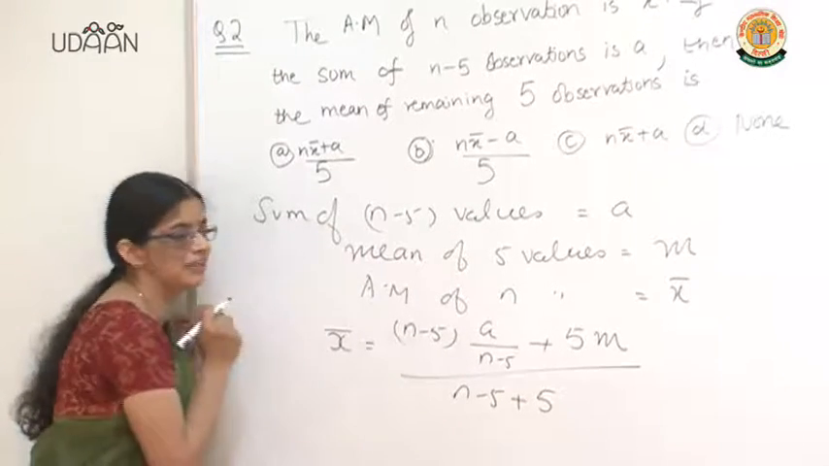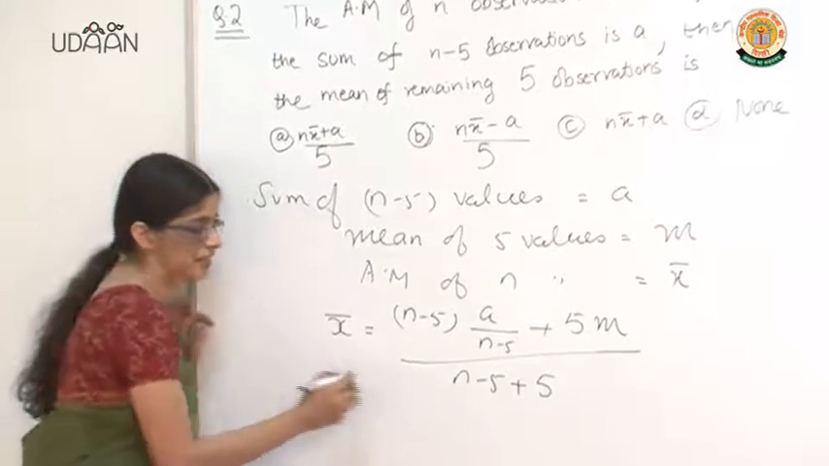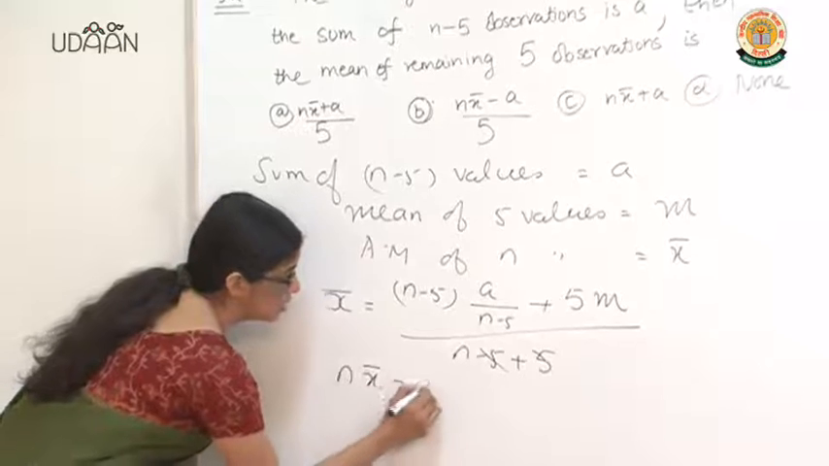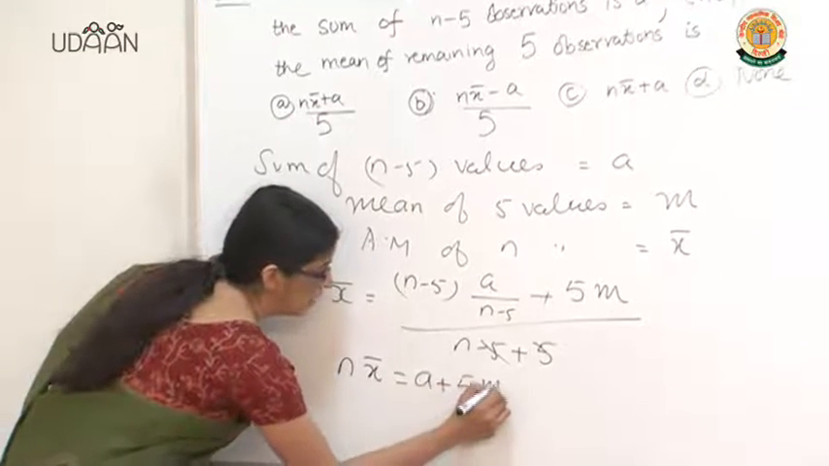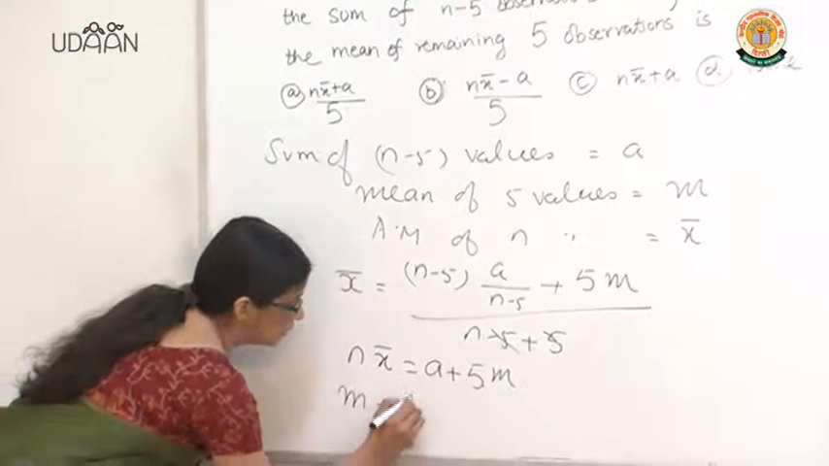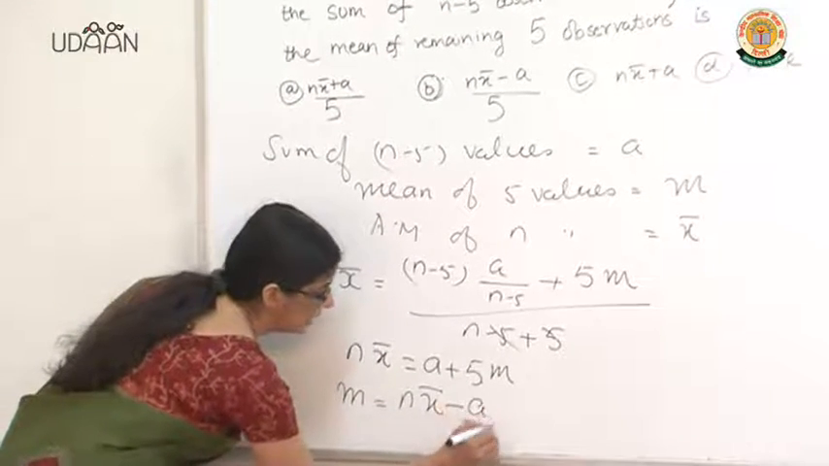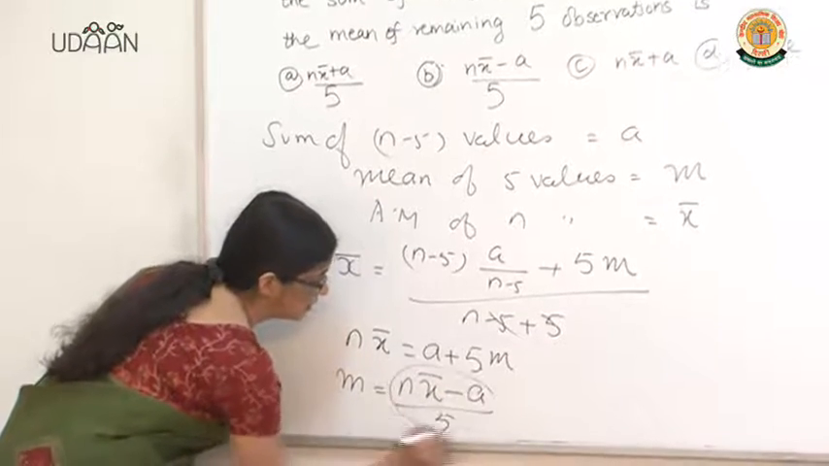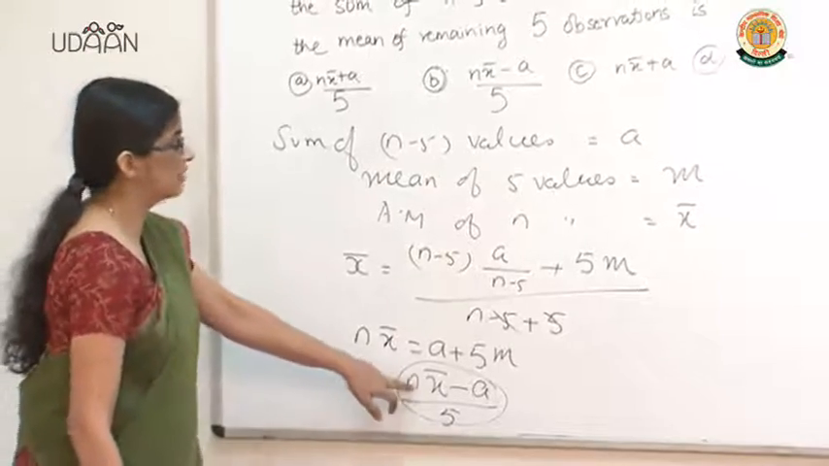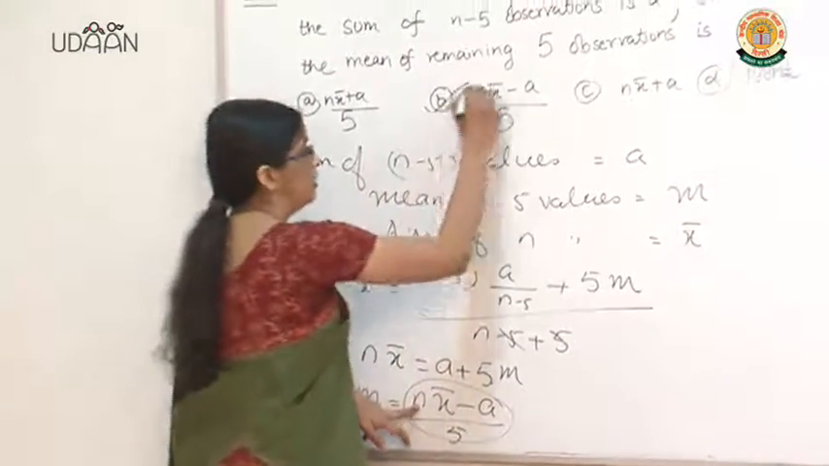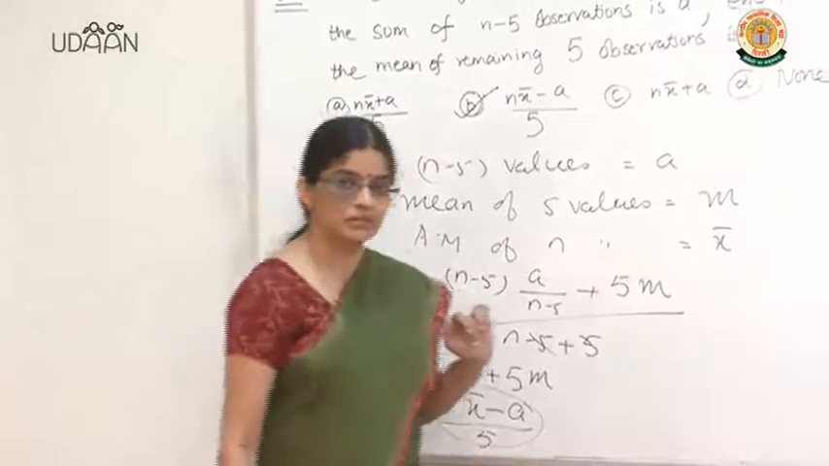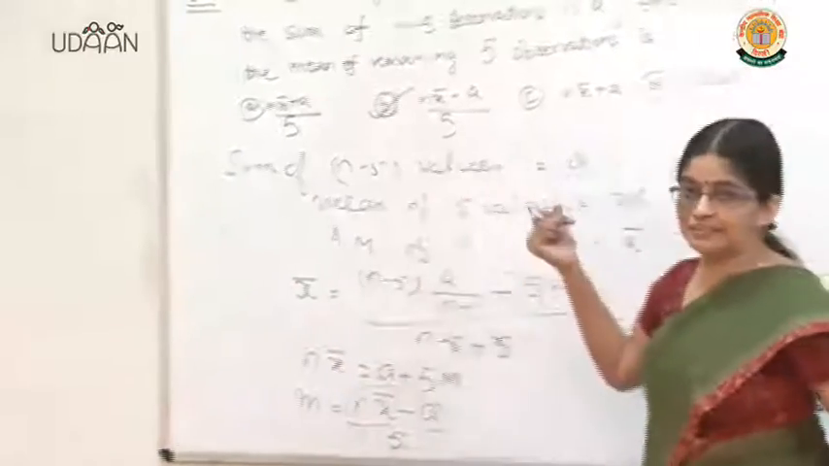n1 into x1 bar plus n2 into x2 bar divided by n1 plus n2, formula applied. Just cross multiply: n into x bar equals a plus 5m, from which we can easily get the value of m. What is m? m equals n x bar minus a, divided by 5, that is the mean of the remaining 5 observations. A very simple question based on the concept of arithmetic mean. Clear, beta? Let us proceed to the next question.